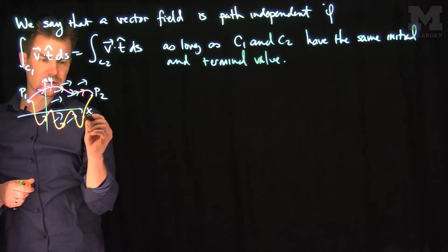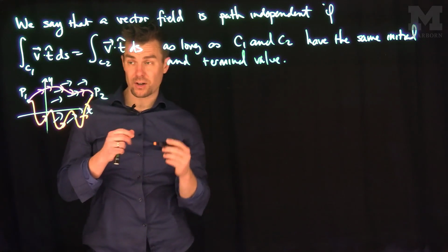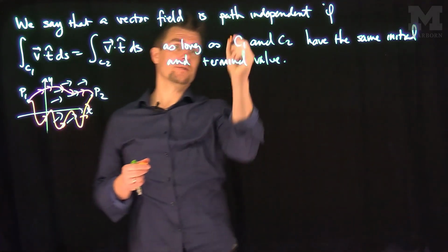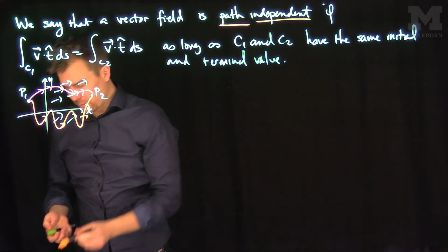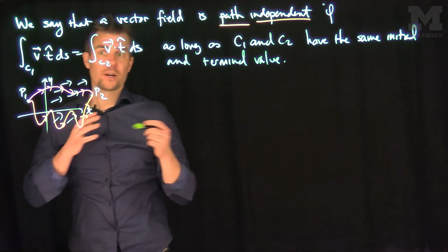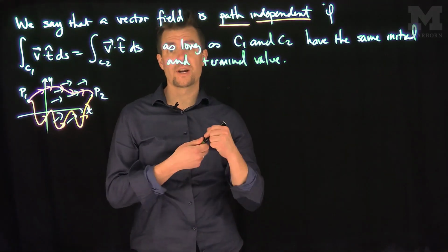It would be exactly the same since I start and end at the same point. It doesn't matter which path I take. That's what path independence is. So it's independent of the path. Now, it turns out that if you're independent of the path, then V must be conservative, must be a gradient vector field.